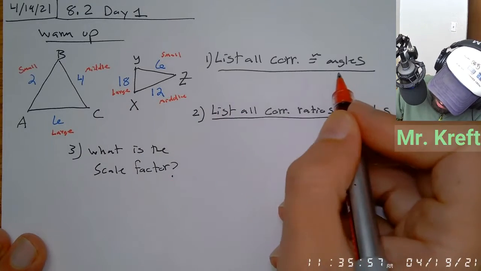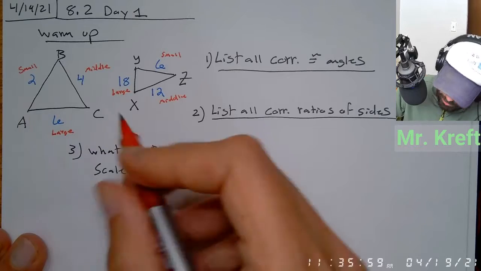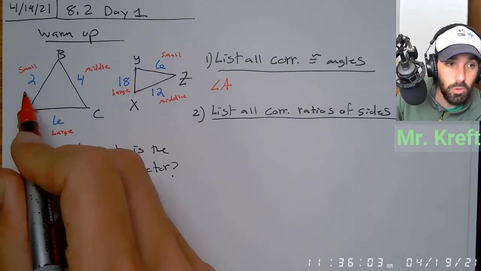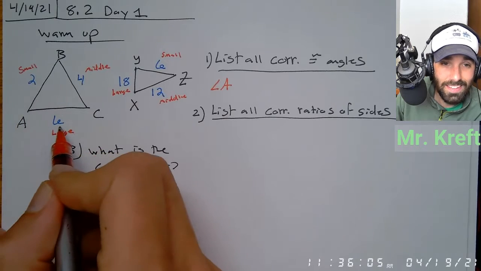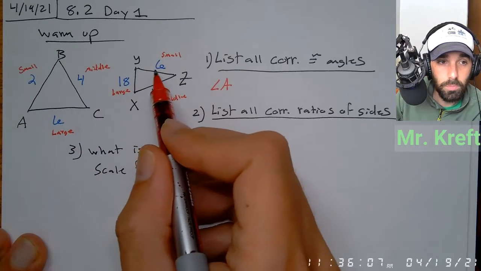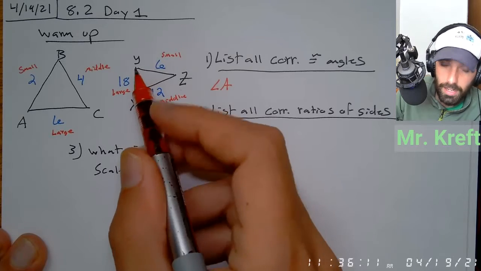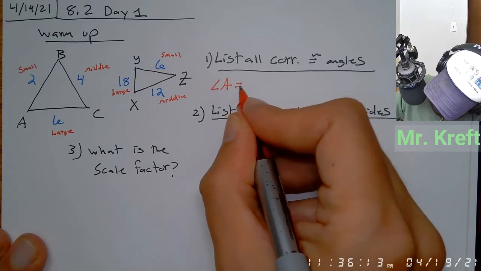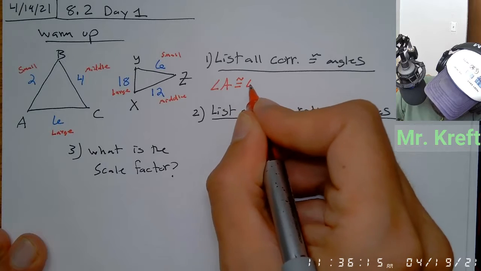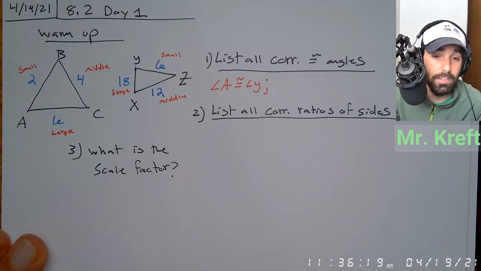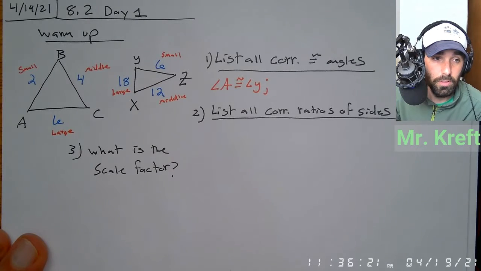So, listing corresponding angles. For example, if I start with angle A, it is between the small and the large side. I look at what's between the small and the large side over here. It's Y. So angle A is congruent to angle Y. That's a neat little trick on how I can match all of those up.